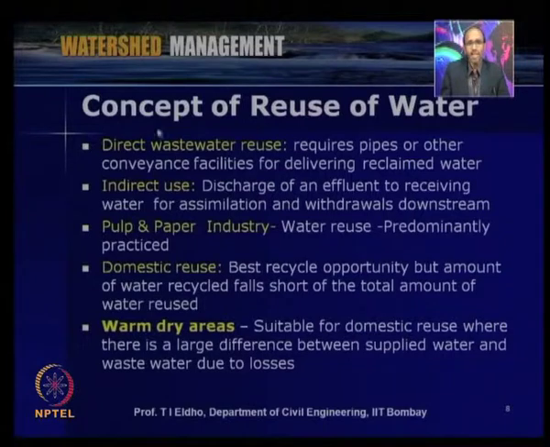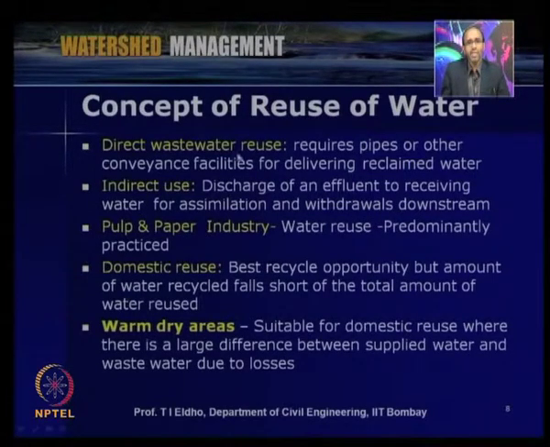Now, the second one is indirect use. Here we are discharging the effluent to receiving water for assimilation and withdrawals downstream. For example, as I mentioned earlier, if two or three cities are located at different places on the sides of a river, the upstream city withdraws the water, and after their use and treatment, the wastewater as effluent comes back to the river. Through natural processes, this water becomes reusable again for the next city. Like that, indirect use takes place. Also, if you are recharging the treated water into aquifer systems, that water will again be pumped back for other use. That way we can say that there is indirect use.